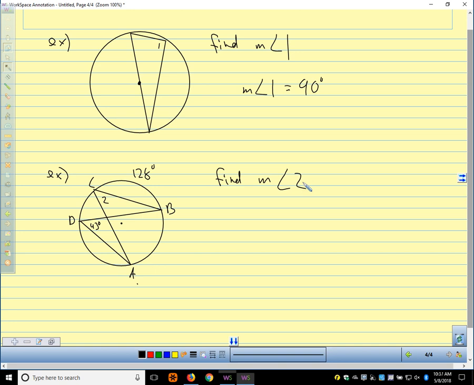Couple of different ways that we could do this one. Well, here's angle 2. And here's the arc that it intercepts. Is there another angle there that intercepts the same arc? Hmm? 43.